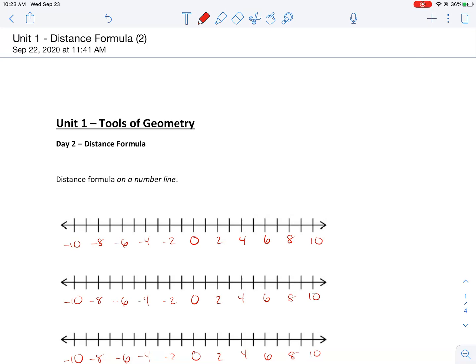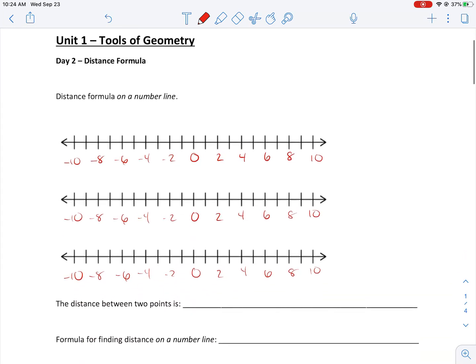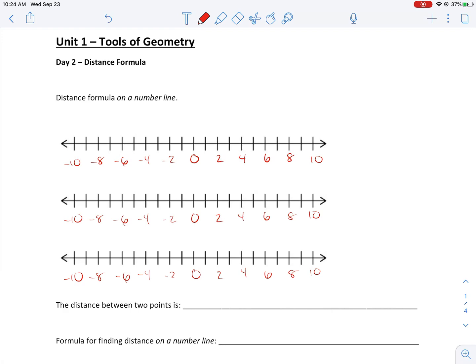Hello everybody, welcome to day 2, Tools of Geometry. We're going to be discussing the distance formula. That is why I brought up Pythagorean's theorem the other day, only because it helps introduce where this formula came from. First we're going to talk about the distance formula on a number line.